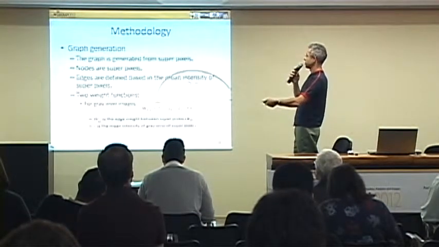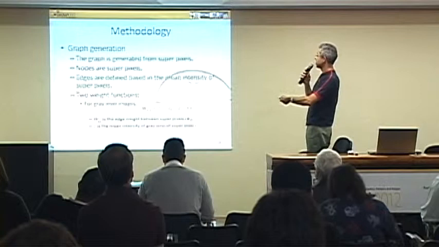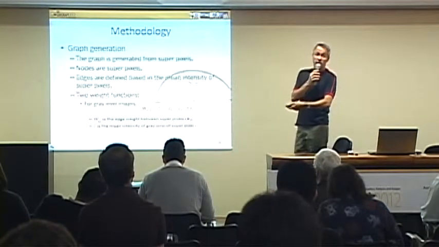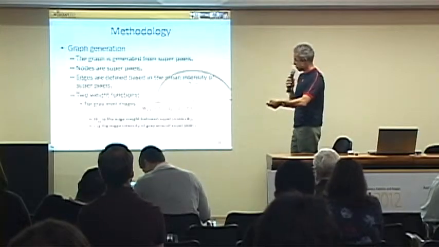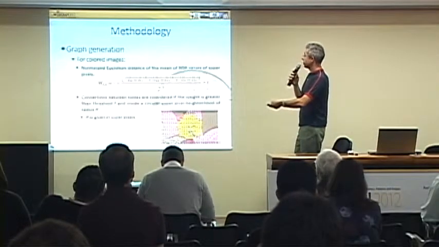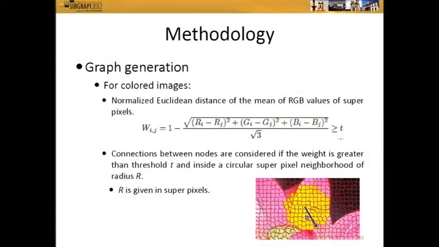Fine. So obviously the edges are defined based on this mean intensity of the superpixels. Remember now that we're not dealing with pixels alone, but with a set of pixels. For colored images, we apply this formula here.